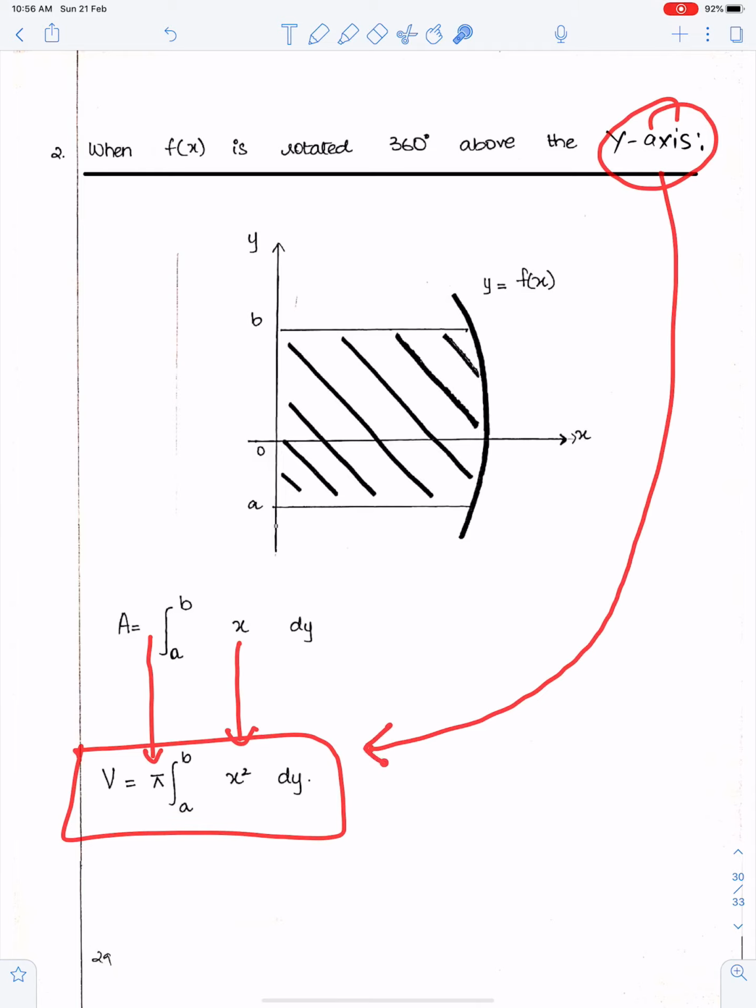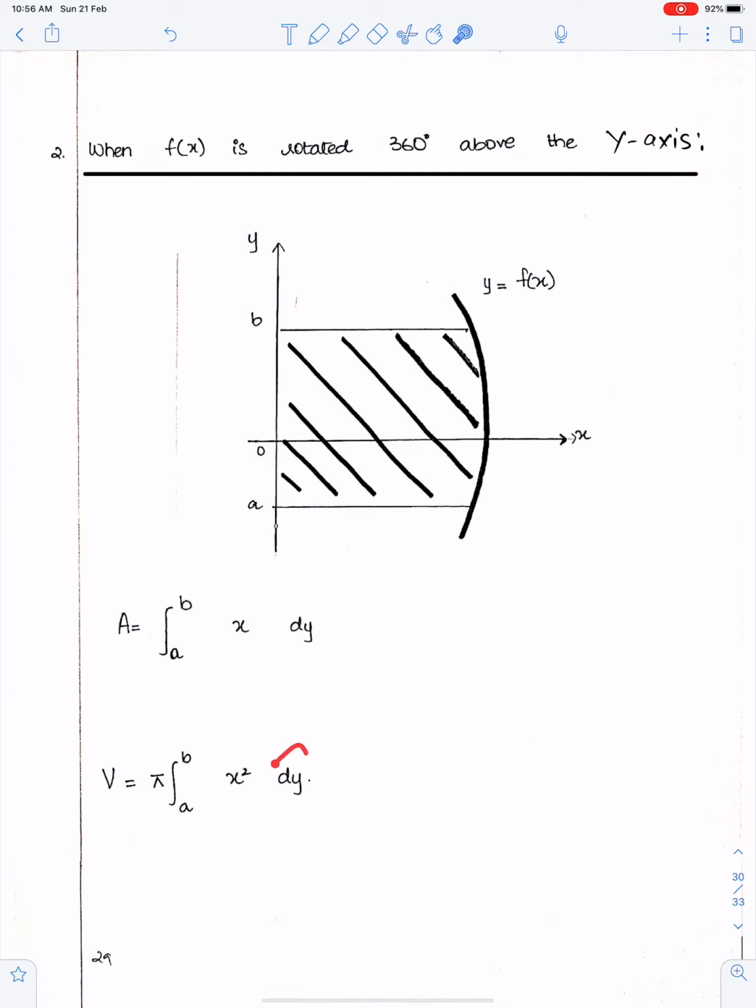Since the curve is rotated about the y-axis, this operator should be dy. And these two variables are always opposite. If this is y, this must be x. In the volume formula, it is x square. In the area formula, it is x.